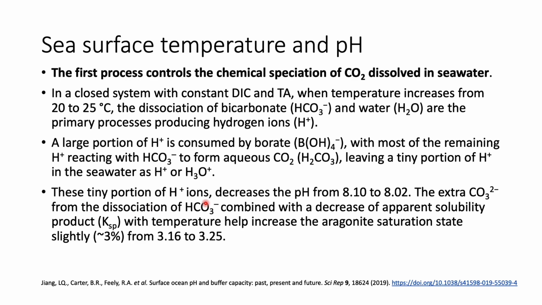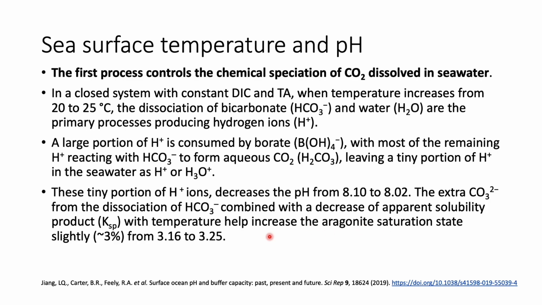This tiny portion of H+ ion decreases the pH from 8.10 to 8.02 in many cases. So the extra carbonate from the dissociation of bicarbonate, combined with the decrease of apparent solubility product with the temperature, helps to increase the aragonite saturation state slightly from 3.16 to 3.25. So this is the change. The calcium carbonate is in the form of aragonite. So its saturation state can be increased when the pH, or in other words the hydrogen ion concentration, increases.